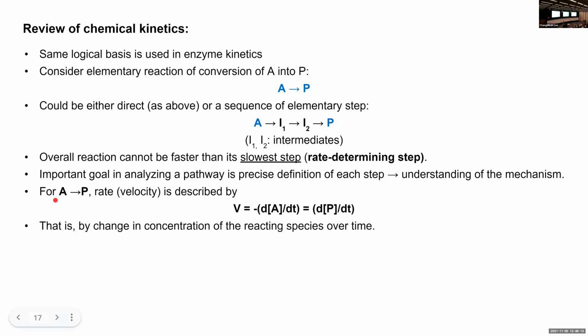And for this A to P reaction, the rate of reaction or the velocity, written as V here, is described as the loss of substrate or the reactants over time, or the gain of the product molecules over time, and that's a concentration of either product or the A molecule, right? So that means the concentration of A or P over time shows this rate of reaction and determines that.